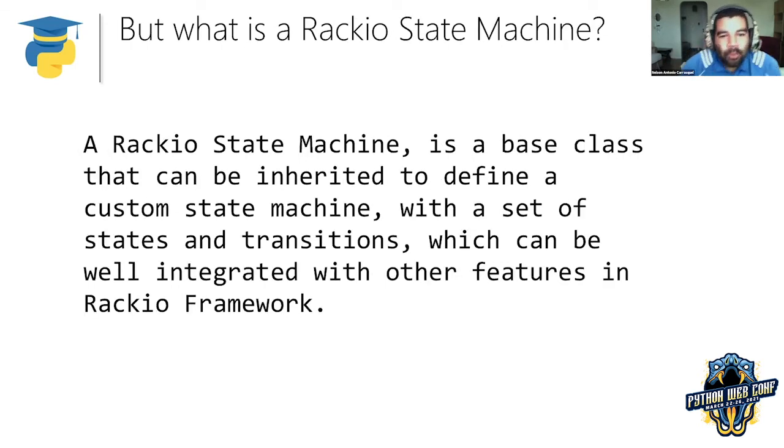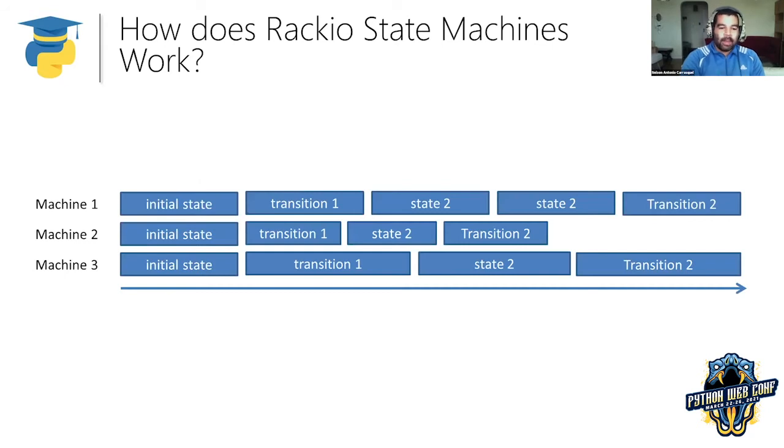But what is a Rackio state machine? I mean, we built this, but what is it? Well, a Rackio state machine is a base class that can be inherited to define a custom state machine with a set of states and transitions, which can be well integrated with other features in the Rackio Framework. But this is just all theory. Let's take a look at an example of how we can perform automation using a Rackio state machine and including other features. Well, by the way, let me explain first how a Rackio state machine works.